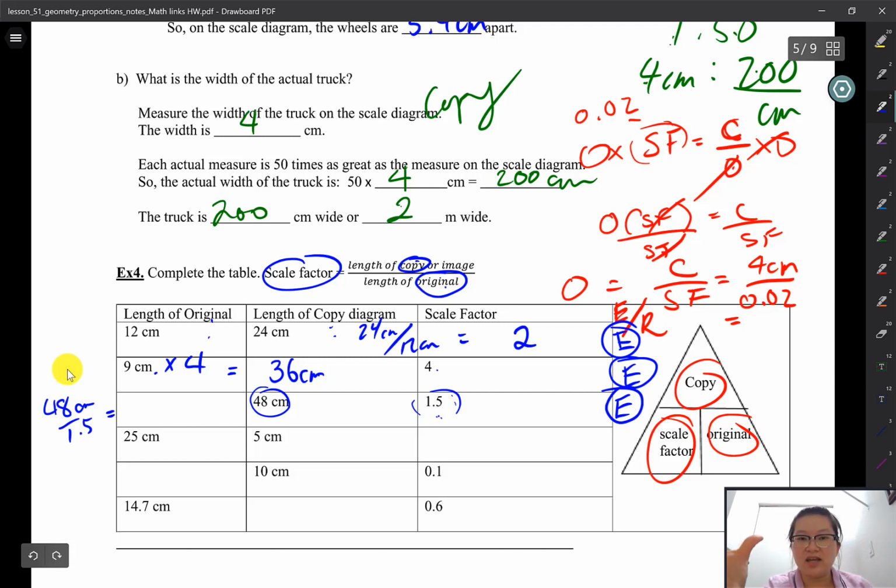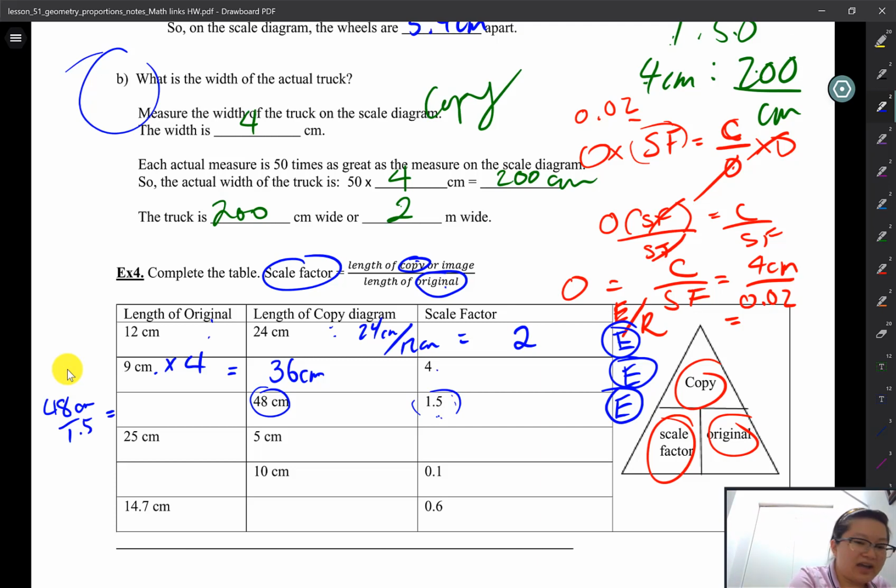The reason is stated in my last example with the width of the actual truck. You can go over that example again to figure out why I did that. It's exactly the same reason and the math. So that gives me 32 centimeters.